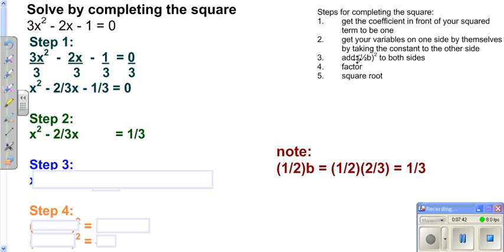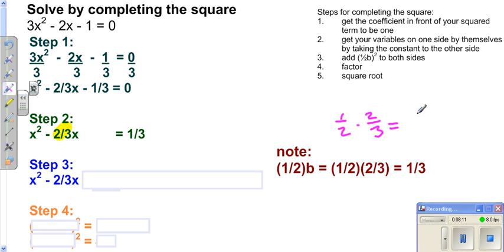Next step says add half of b squared to both sides. Remember, b is always the term in front of your x to the first power. So we're still going to have that. It says half of b squared. So we got to take half of this. Half of 2/3, 1/2 times 2/3. Well, remember in multiplying fractions, 1 over 2 times 2 over 3, there's two ways to do it. You could just multiply the top, multiply the bottom, get 2 over 6, and then simplify, and that's where this 1/3 comes from. So that's the inside here, it's just 1/3.